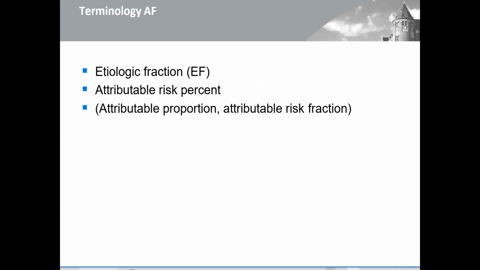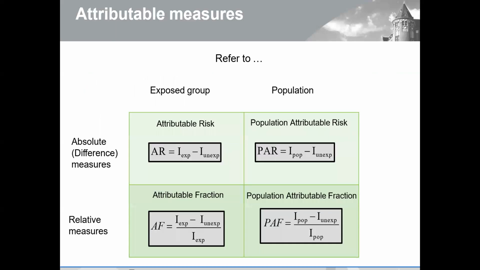Then for attributable fraction, some of the terminology used: it can be called etiologic fraction, attributable risk percent, because you are converting the attributable risk to a percent. It can be called an attributable proportion or attributable risk fraction. So these are some of the words which can be used to describe our attributable fraction.